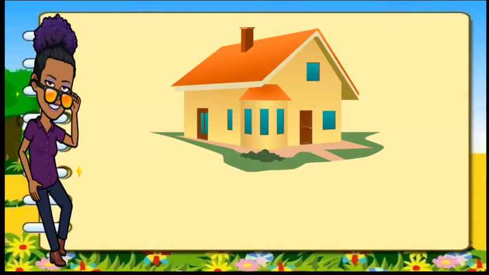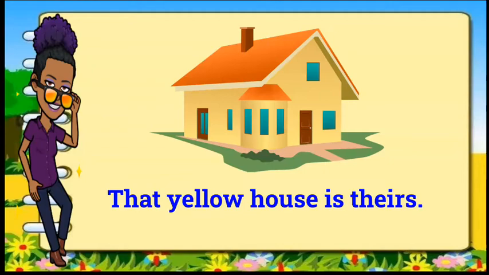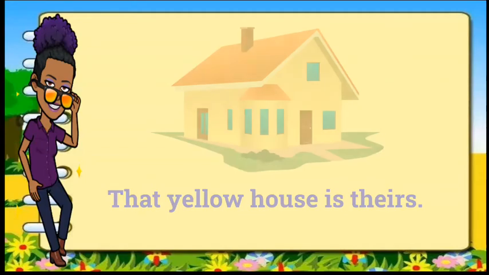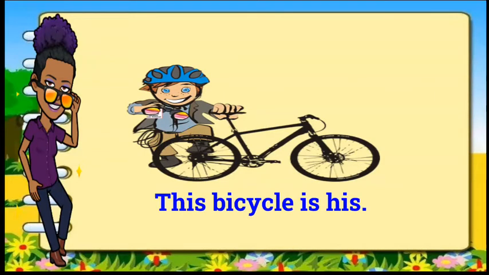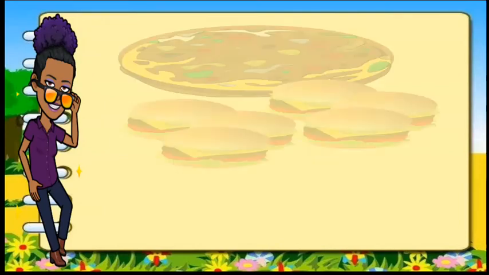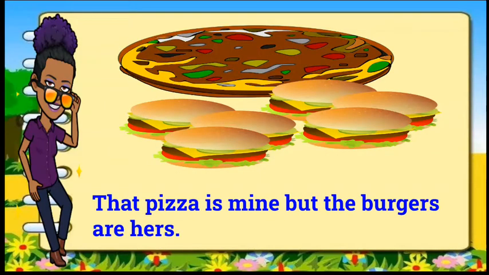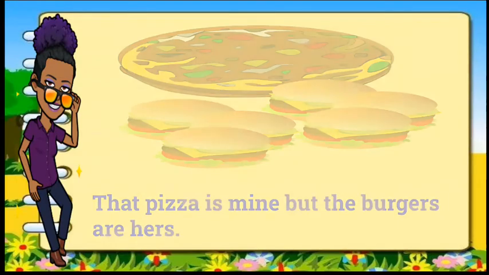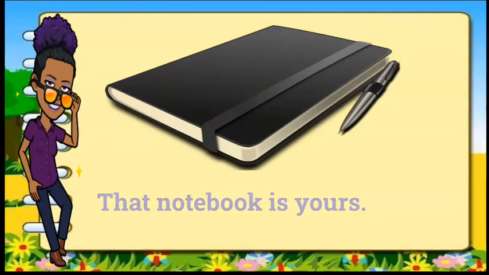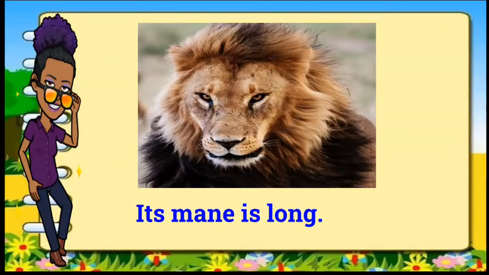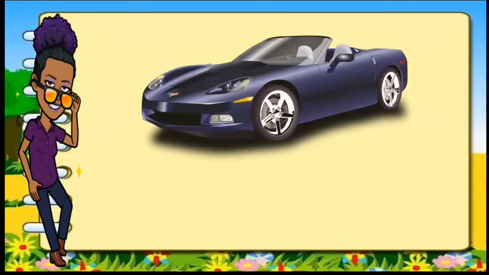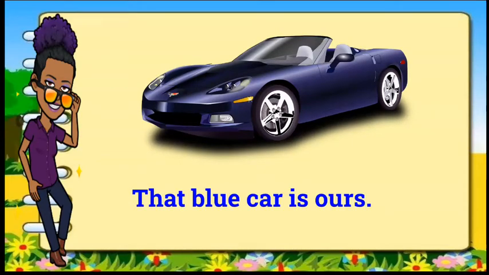Now let's look at some sentences. That yellow house is theirs. This bicycle is his. That burger is mine, but the burgers are hers. That notebook is yours. Its mane is long. That blue car is ours.